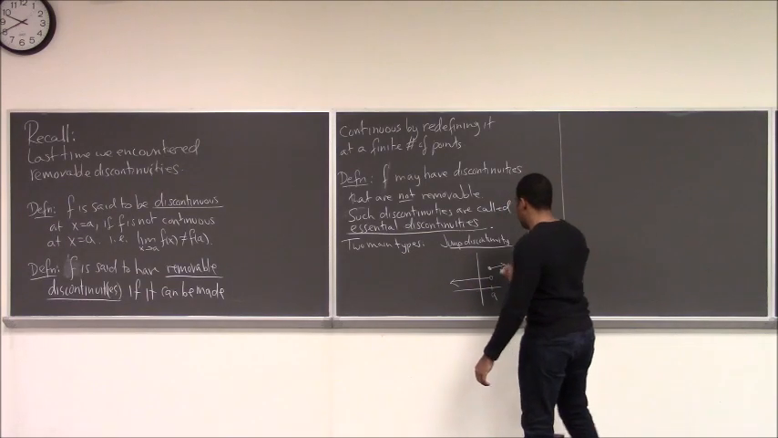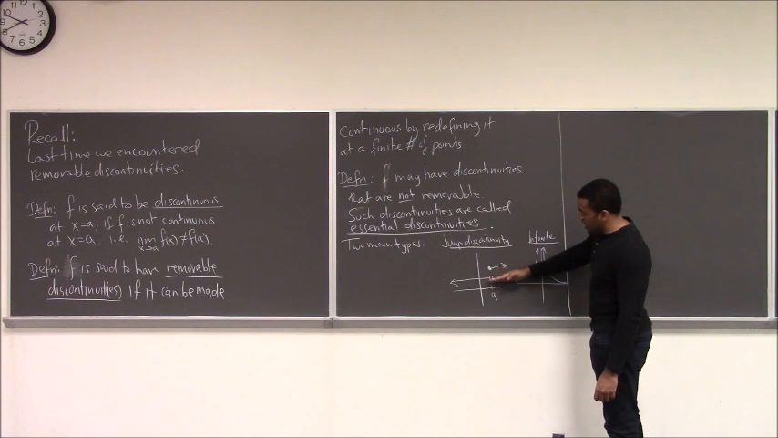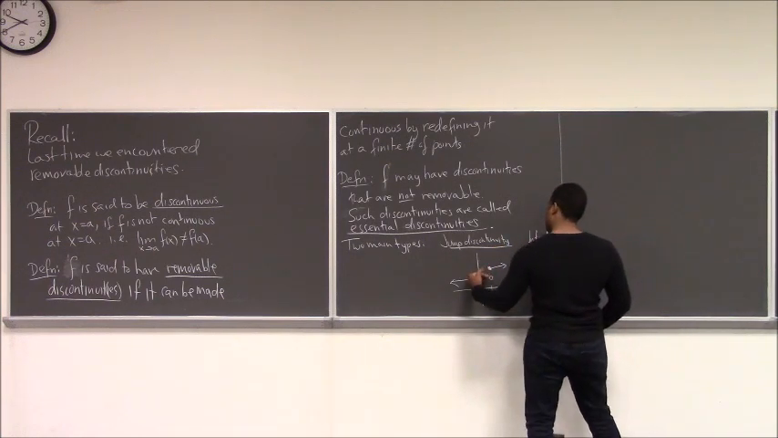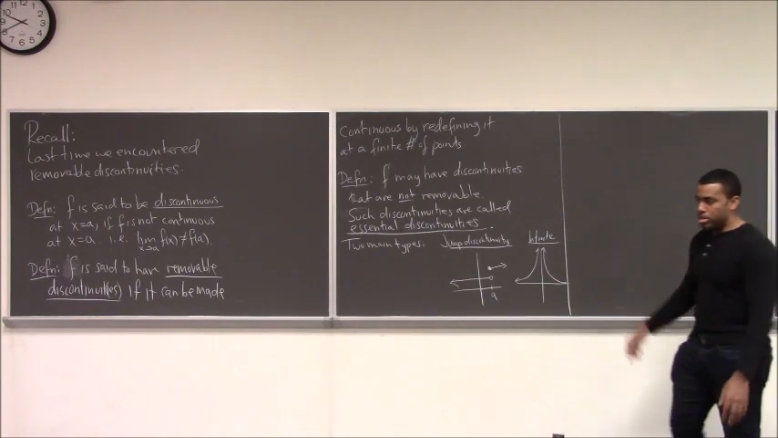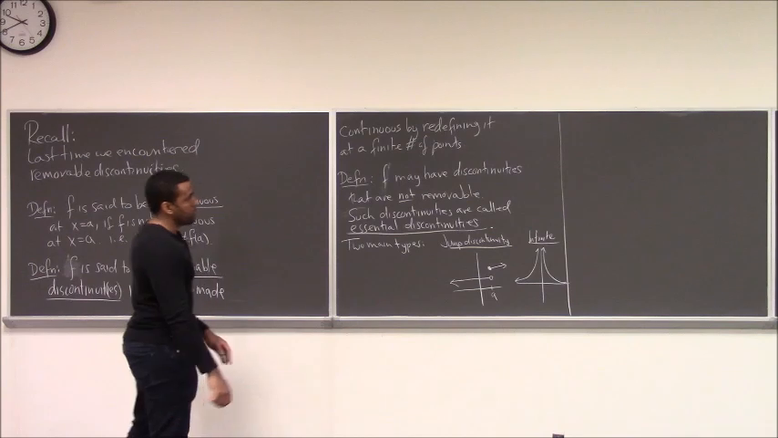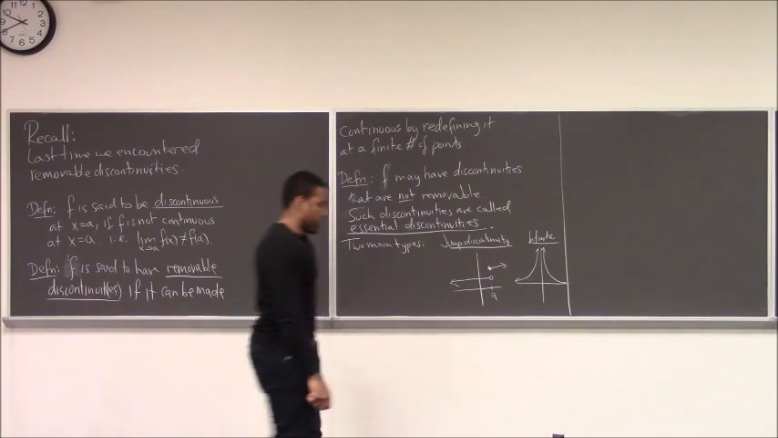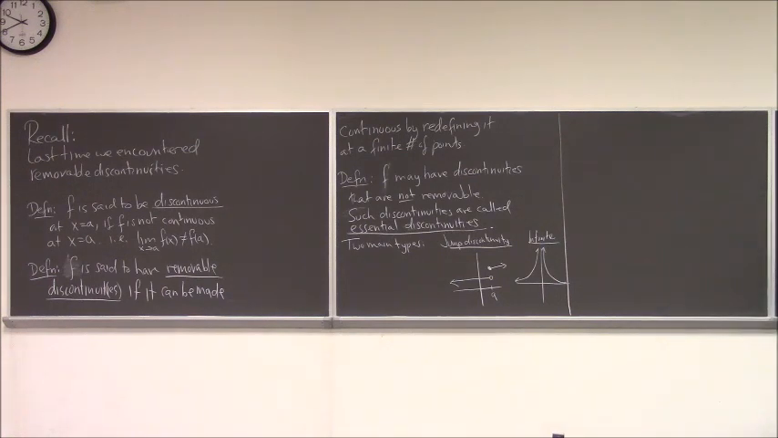So for example, to fix this jump discontinuity, I'd have to either take all points on the right and shift them down, or all points on the left and shift them up. That will drastically change how the function behaves. I'd literally be creating an entirely new function rather than just patching one up. So the removable ones are precisely the ones that have holes in them. And the jumps and infinite discontinuities, you can't remove them.